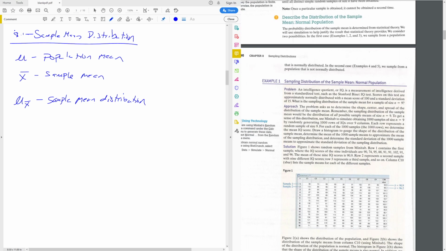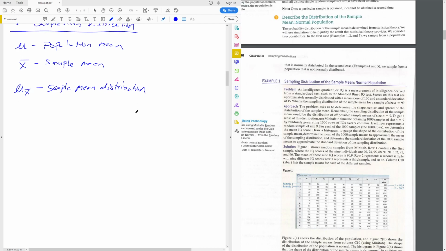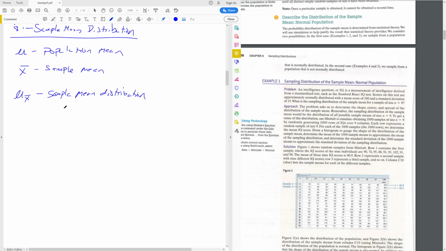Basically, I'm going to start summarizing all this stuff, trying to simplify it. The idea here is that if we keep taking samples of the same size and we repeat it over and over again, we will get a normally distributed sample mean distribution. Okay, so this would be our sample mean.